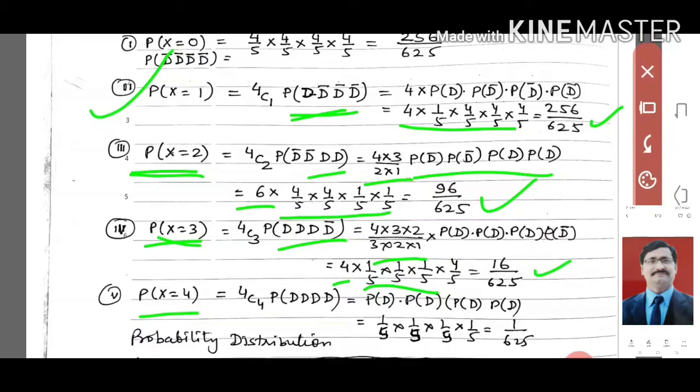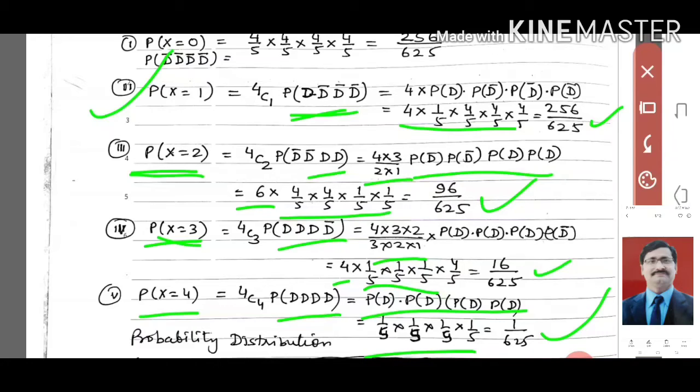Now P(X=4), X equal to 4 means all 4 will be defective, so that is one case only, PDDDD. That will be equal to P(D) into P(D) into P(D) into P(D), that will be 1 by 5 into 1 by 5 into 1 by 5 into 1 by 5, that will be 1 by 625.